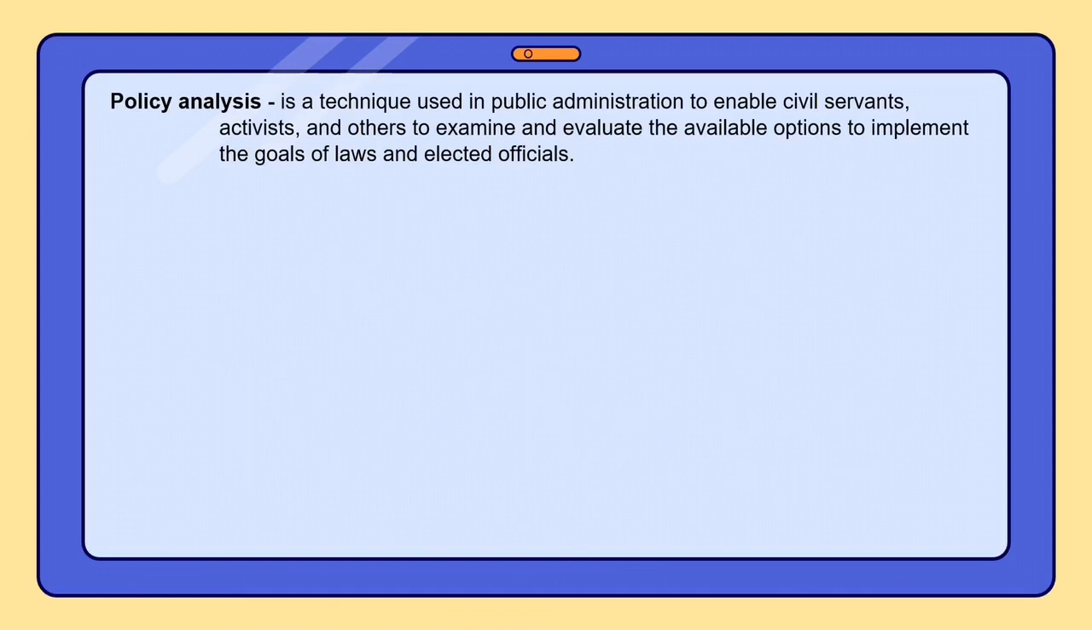Next is policy analysis. Policy analysis is a technique used in public administration to enable civil servants, activists, and others to examine and evaluate the available options to implement the goals of laws and elected officials. This process is also used in the administration of large organizations with complex policies.